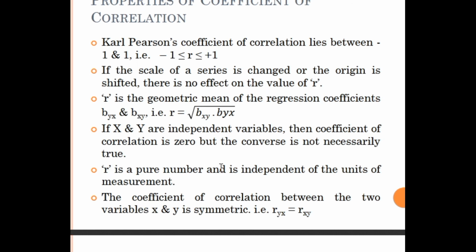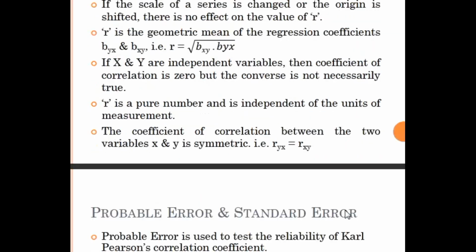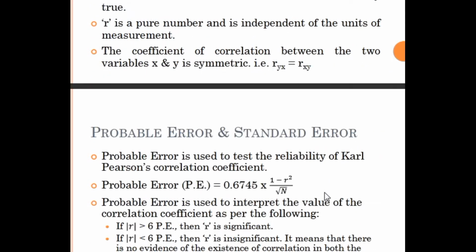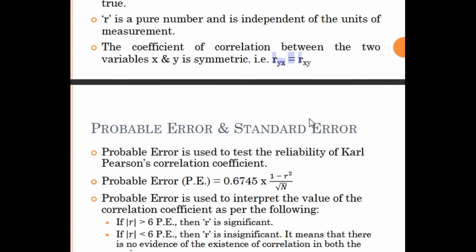Correlation is a pure number, independent of the units of measurement. Then the coefficient of correlation between the two variables, x and y, is always symmetric. Means if both variables in the correlation are symmetric, then the correlation of the first and the correlation of the second variable are always equal, the same. Example, 10, 20, 30, 40, 50 is one variable, and the second variable is 10, 20, 30, 40, 50. Both variables' numbers are the same. Then you will get the correlation, and both answers are the same, right.